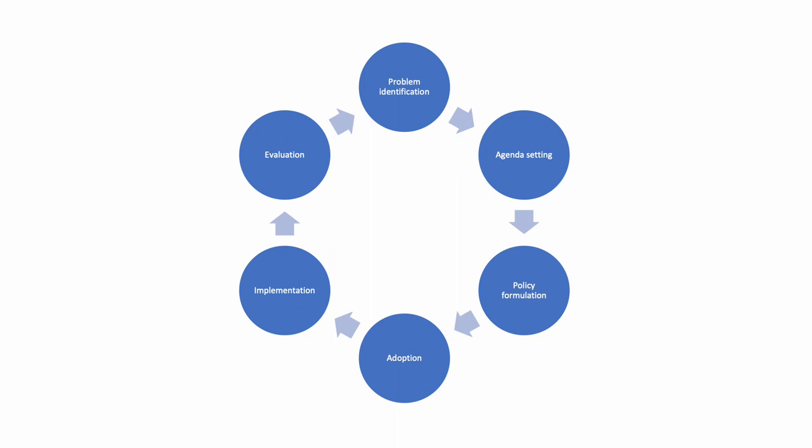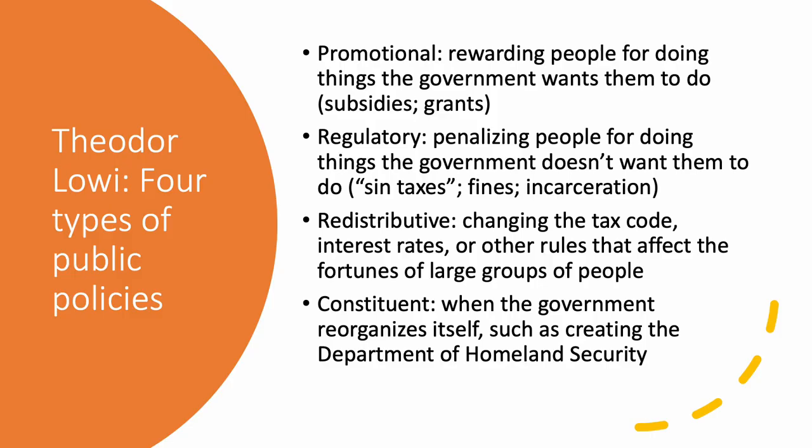Now, the next step after that is where it goes back again to identification. Because the evaluation of the policy leads to the start of the cycle again. If it's not working well, you have another problem. And so the same policy can go through multiple cycles of problem identification, agenda setting, formulation, adoption, implementation, and evaluation. And evaluation can then lead to the cycle starting all over again. So that's the idea. That's a cycle.